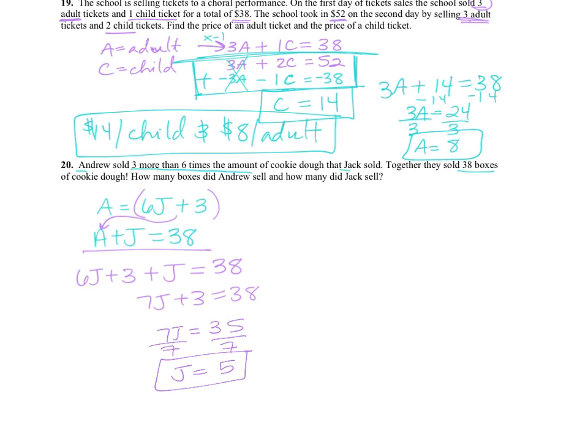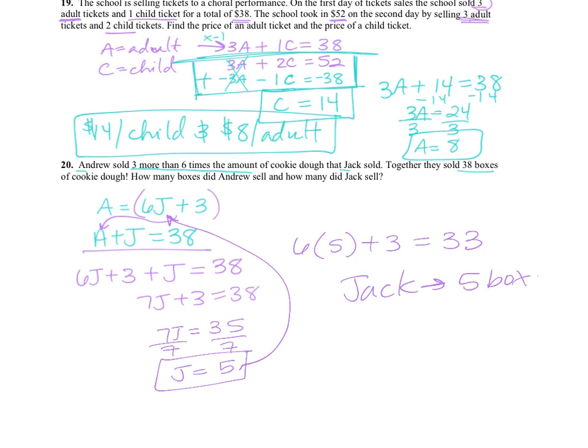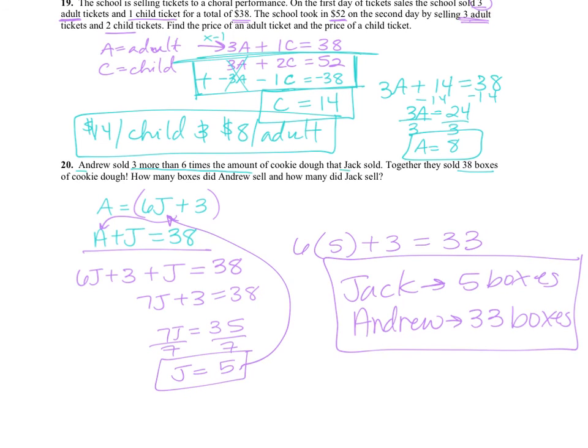And then plug that back in to one of these up here. If we just go here, 6 times 5 plus 3 is 30 plus 3, or 33. So we would say Jack sold 5 boxes. Andrew sold 33 boxes. Okay, and that is the whole review.